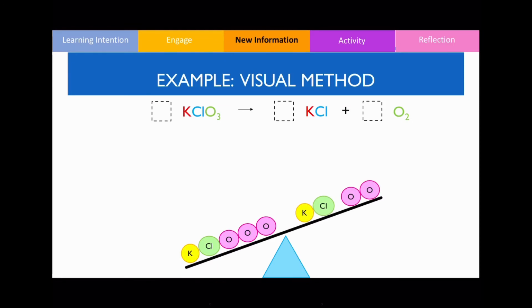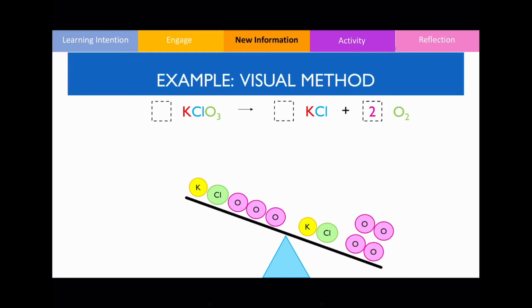Once we do that, then we need to balance this chemical equation. We can see that potassium and chlorine are already balanced, so we don't have to worry about that, but we just need to balance the number of oxygens. So because there's more oxygens on the reactant side, I'll have to add in more oxygens to my product, so I'll add in an extra molecule of oxygen over here.